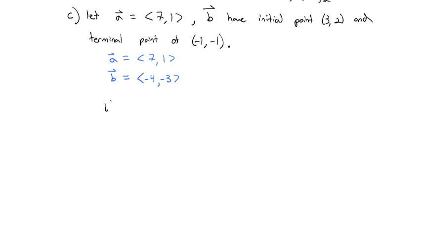First problem we're going to attempt to solve is figure out what negative 2 times vector a is. This is scalar multiplication, because we're multiplying by a scalar or a constant. Negative 2 times vector a, which is 7, 1. And similar to distributing, we end up with the vector negative 14, negative 2. Or if you prefer ij form, negative 14i minus 2j.